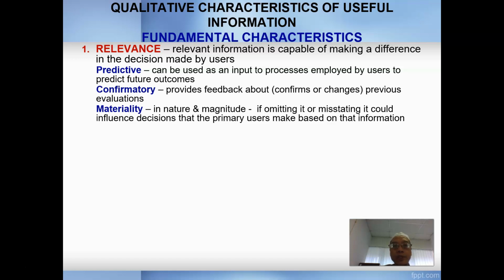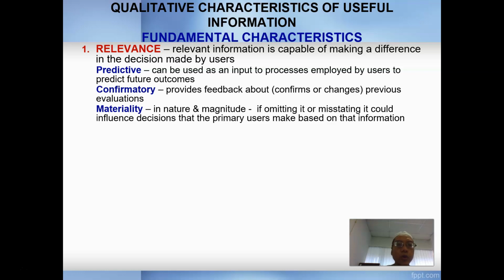Okay, so relevant, what is meant by relevance? Relevant information is capable of making a difference in the decision made by users. Okay, so a relevant information is that when that information is conveyed to the user, they may make a different decision based on that information. So if that information is presented, they will make a different decision as compared to if they are not presented with the information. Therefore, that information is considered as relevant.